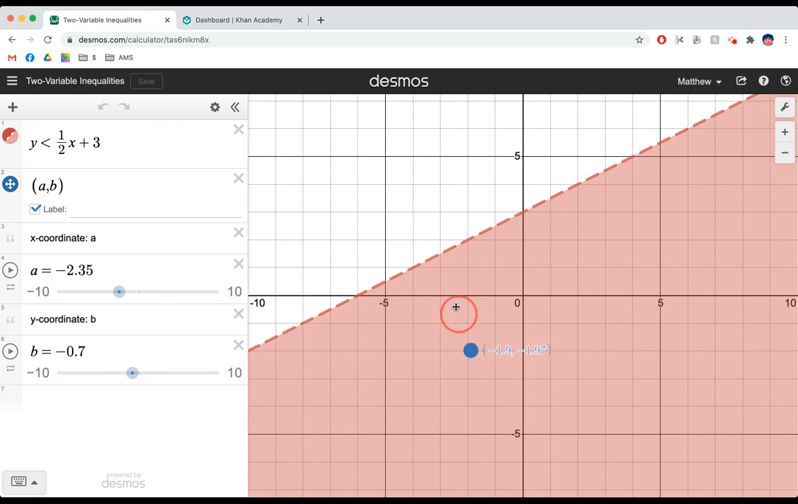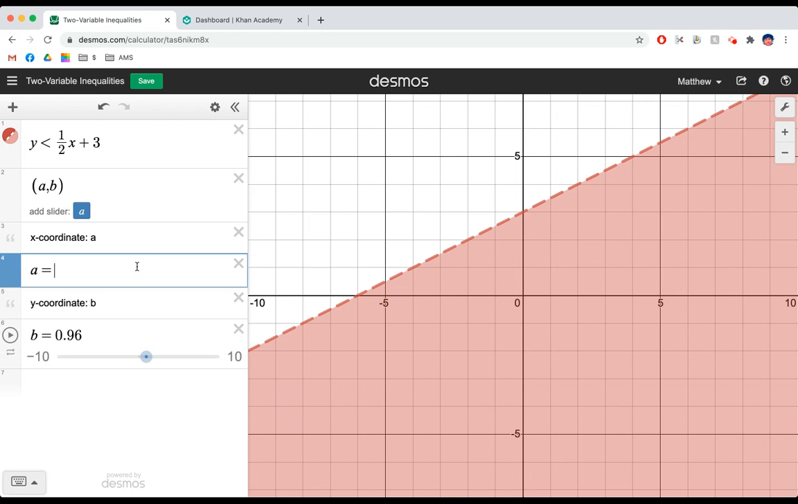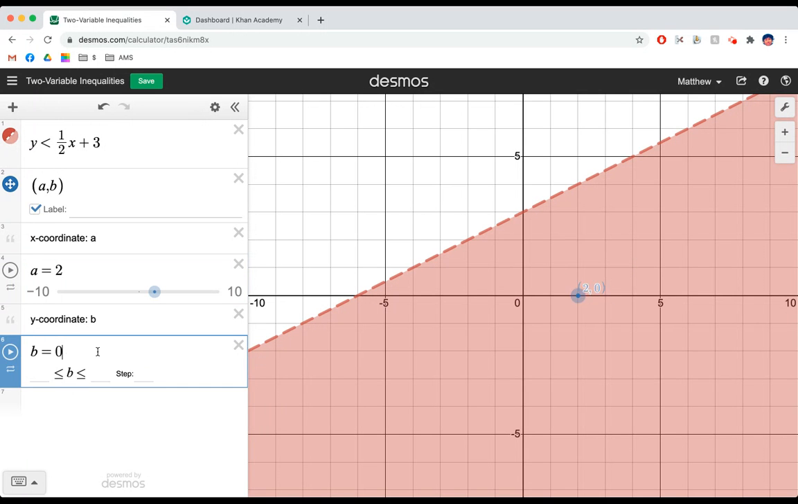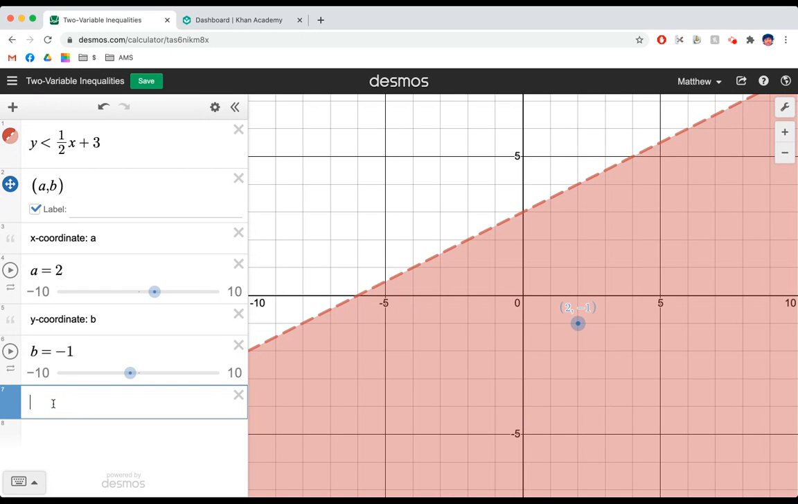Okay, so this is the visual, this is the graphical way to kind of visualize it. But there's also a way to kind of see it once we plug in some numbers. Okay, so let me go back to 2 and -1. My A value here just represents the x coordinate of the point you see, and then the B value represents the y coordinate. So x is 2, y is -1.